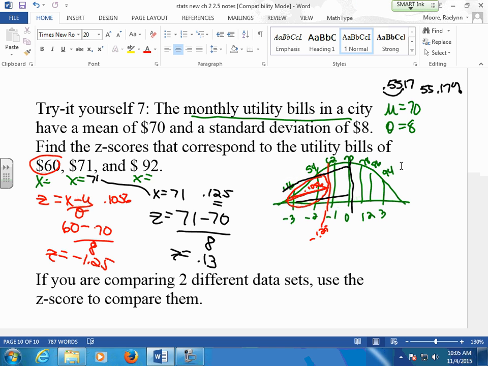Your last one, 92. Look where 92 falls, all the way up here somewhere. So is this going to be an unusual entry, or will it be usual? Unusual. It's falling between 2 and 3. So when my x is 92, my z-score says 92 minus 70, it makes it positive, over 8. What's my z-score?